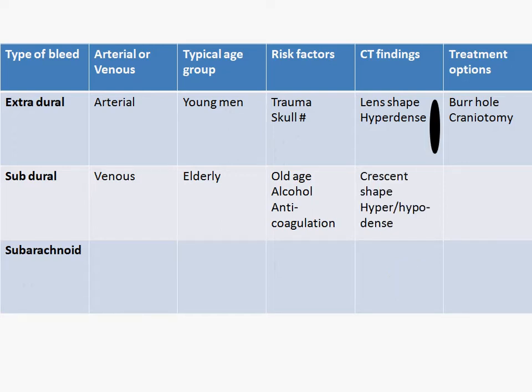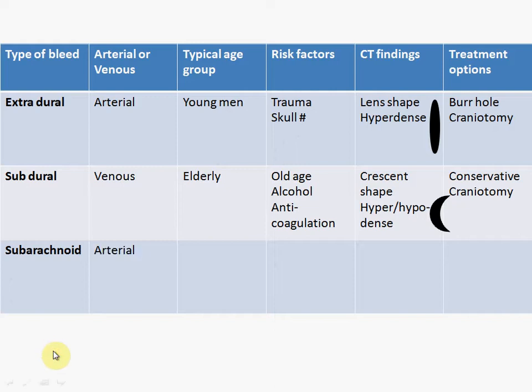Okay, the CT findings in subdural? Well, it's going to be a crescent shape, and it's going to be hyper or hypodense depending on whether it's old or new blood, whether it's a chronic or an acute subdural haematoma. And there we are, crescent shaped. And the treatment options for this one, it can be conservative, or can be a craniotomy, can evacuate the haematoma.